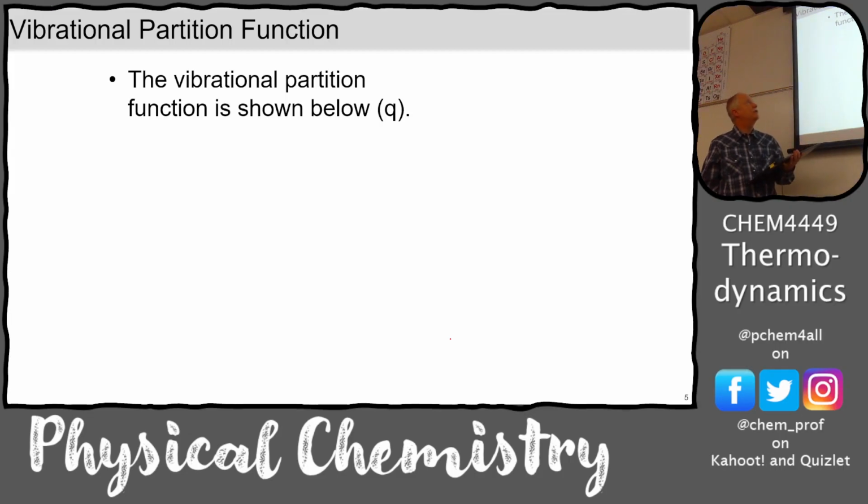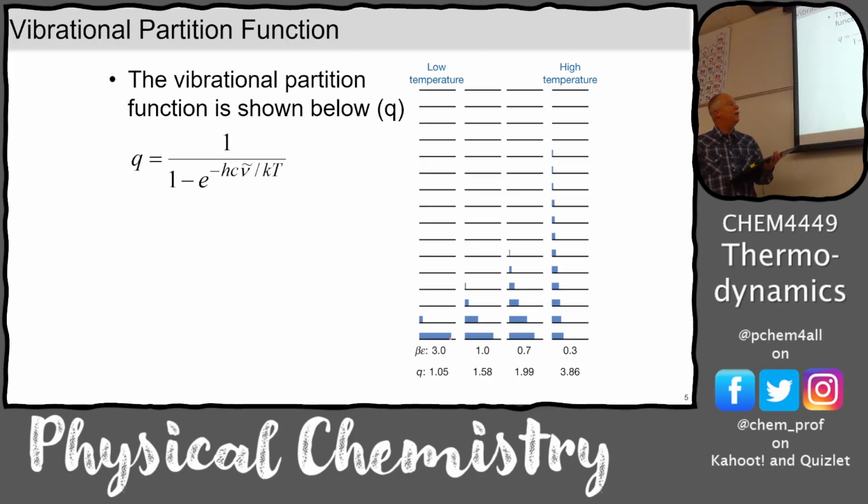So the vibrational partition function, again, is shown here. We can look at this in terms of different temperatures. And so when we have this term beta E, remember beta is 1 over kT, so this is the energy spacing over kT. And this is saying that when that energy spacing over kT is roughly 3, that means the energy spacing is 3 times the temperature that you have. And so in this case, the temperature is 1/3.